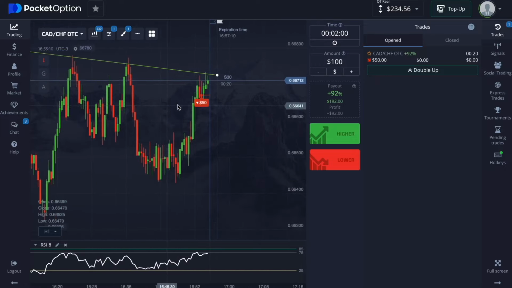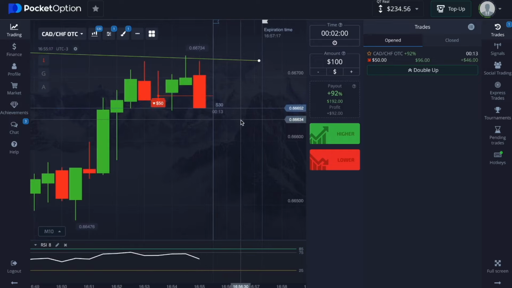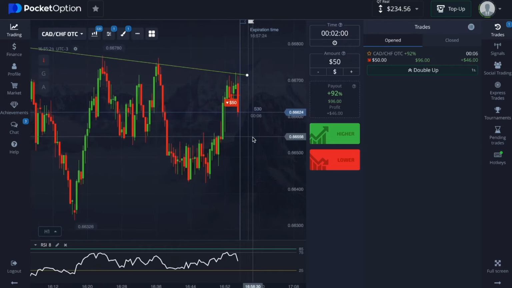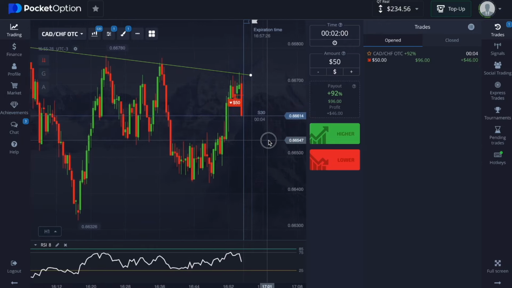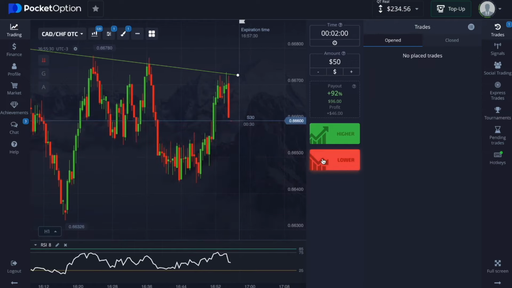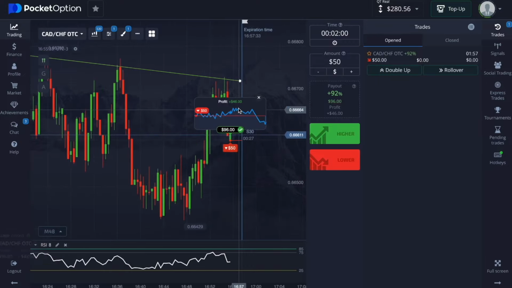And as you can see, the candles touch the resistance line and head for a reversal. Almost in the last seconds, the price sharply drops. I reduce the trade amount again to $50. I think here the candle movement will repeat. I wait for a new candle and open another downtrend trade. The previous trade closes, bringing me another $46.